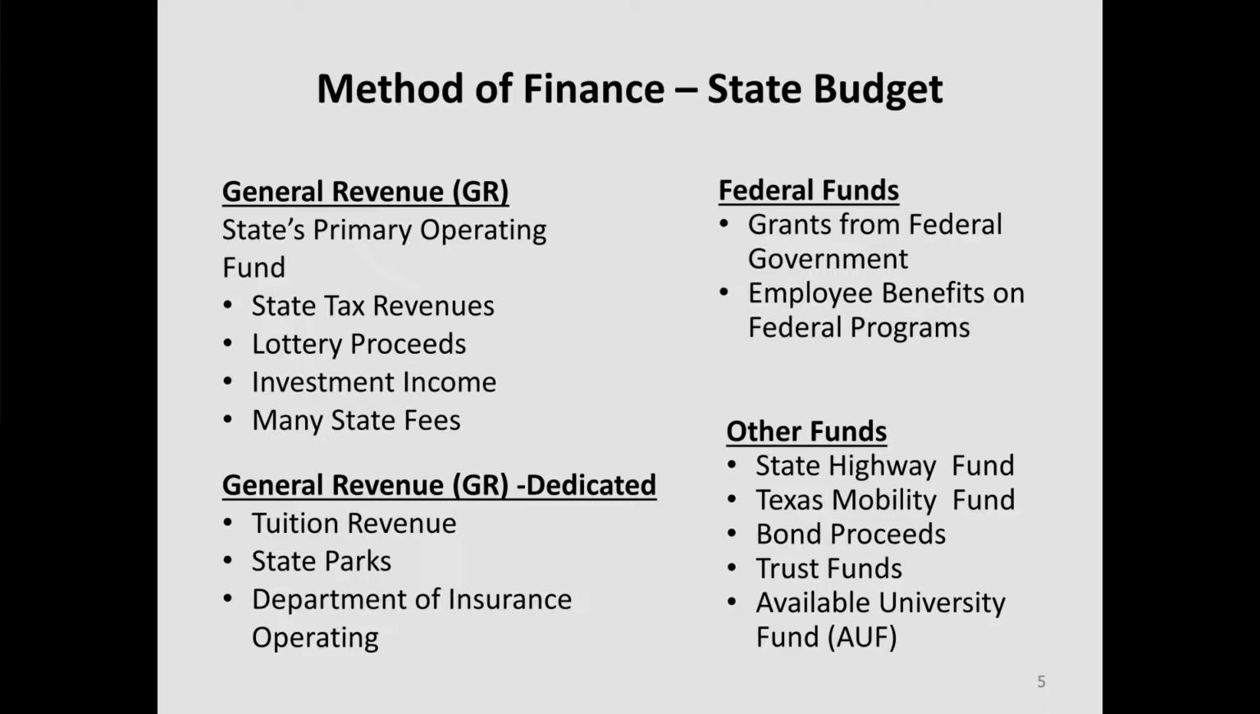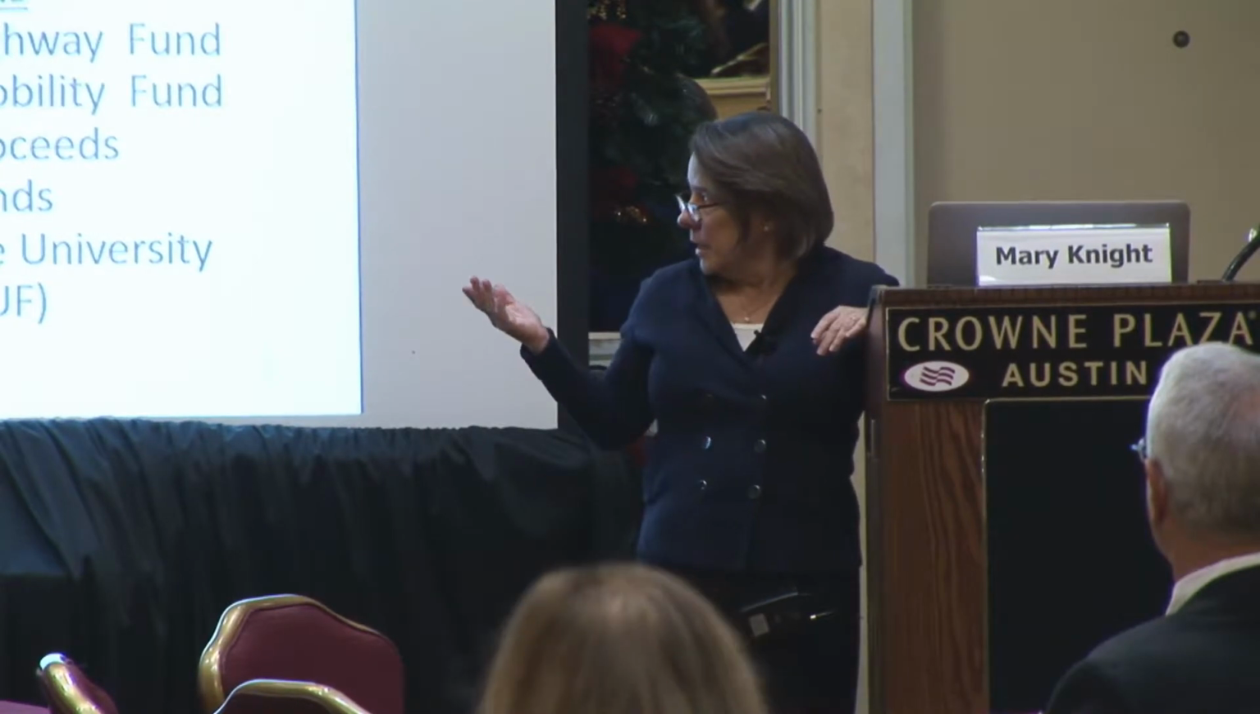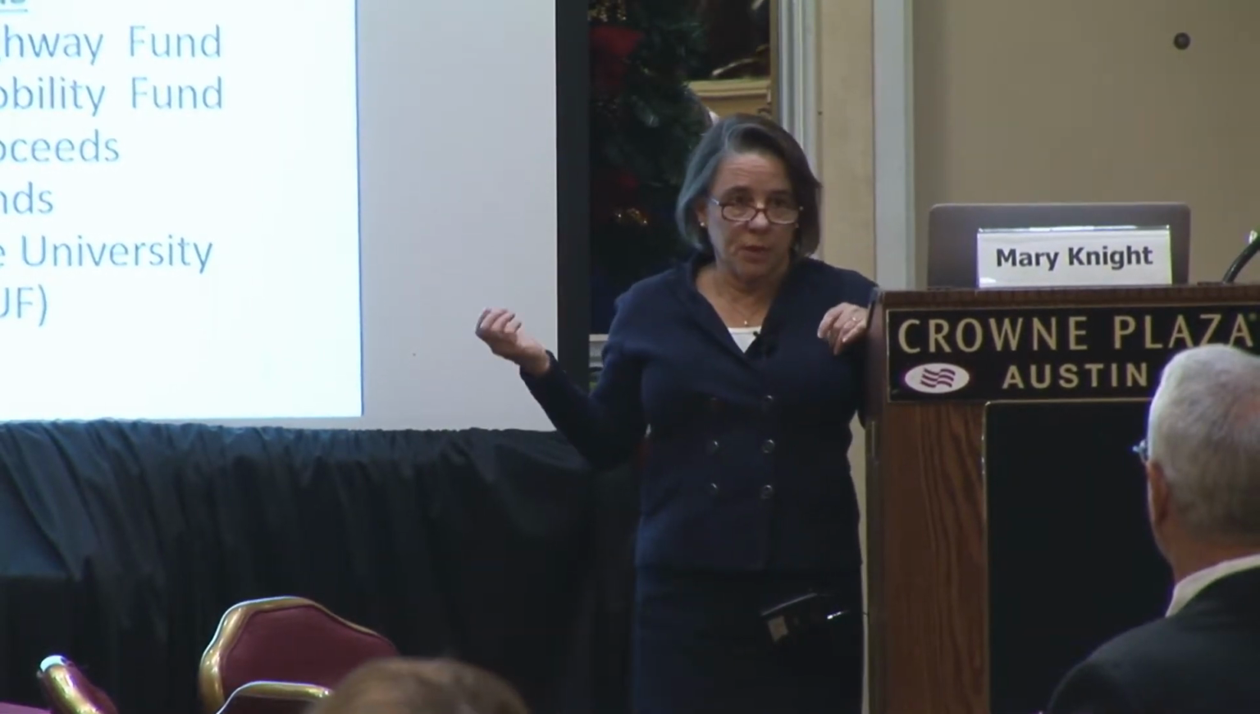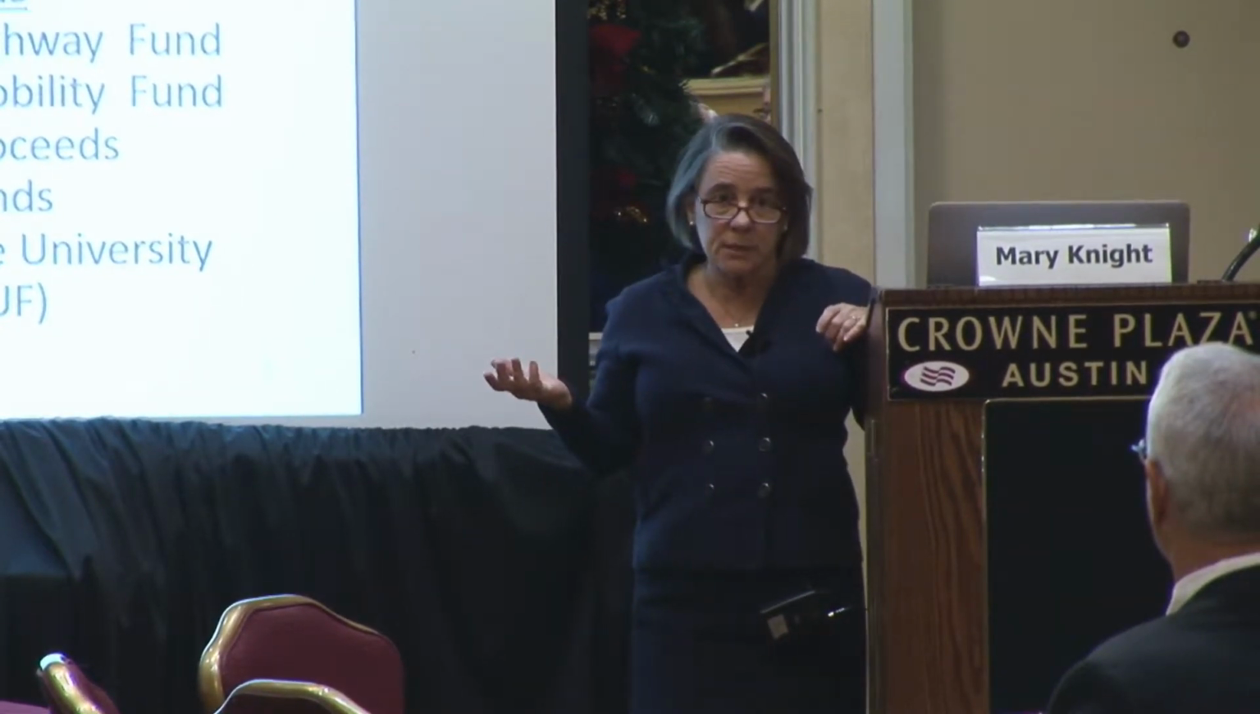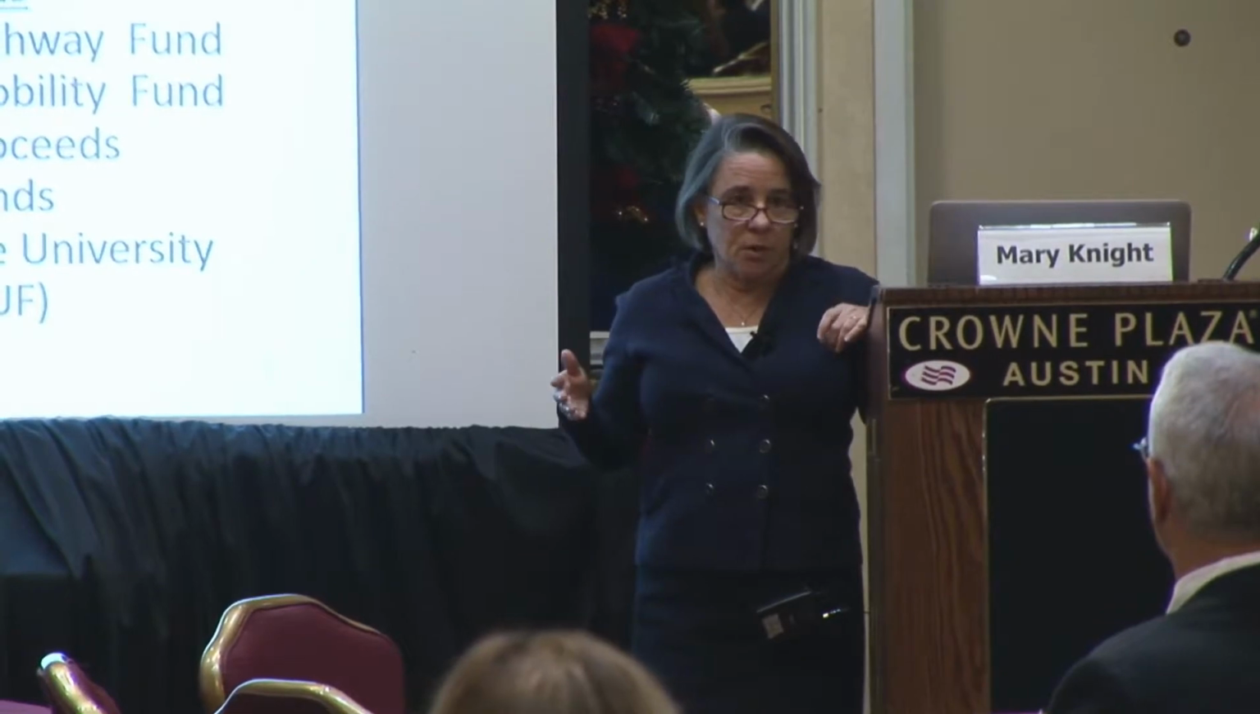So you can see here state tax revenues, lottery proceeds, investment income, and many state fees are included in the general revenue. So these are the funds that the state legislature is allocating across the various agencies and institutions in Texas. Federal funds are grants from the federal government. There are also some employee programs, benefit programs that fall under federal funds. General revenue dedicated is funds that the state also appropriates, but it's generated within either a different agency or institution. So you can see here, for our purposes, tuition revenue falls under general revenue dedicated. It's still considered appropriated funds, but it is actually generated within our institutions.